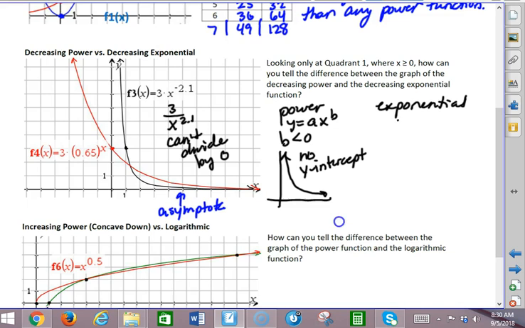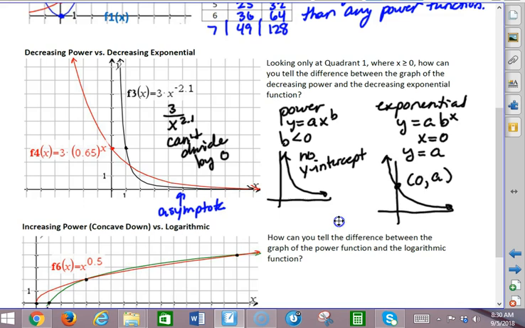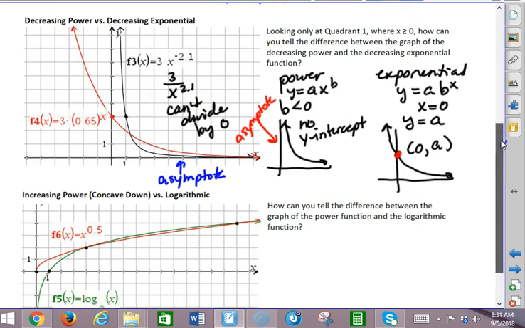On the exponential graph, though, if we have y equals ab to the x, and we say x equals 0, we saw earlier, then y is just going to equal a. So it is always going to have a y-intercept at the point 0, a. Okay, so this does have a y-intercept. The exponential function does cross the y-axis. The power function does not. It has an asymptote here. Now this is going to come in handy when we're looking at modeling real-world data. Is it reasonable that the graph should have a value when x is 0, or is it reasonable that it should not? So we'll have to think about that.